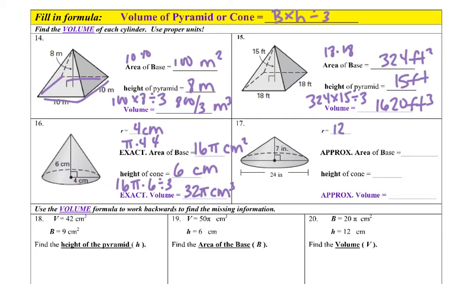Here the radius is 12, 24 divided by 2, so approximate is going to be 3.14 times 12 times 12. It's a pretty big number, 46656 inches squared. Height is 7, and we're going to multiply 46656 times 7 divided by 3. And that gives us 108,864 inches cubed.